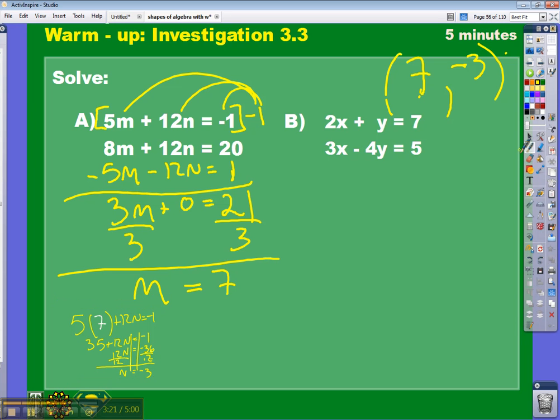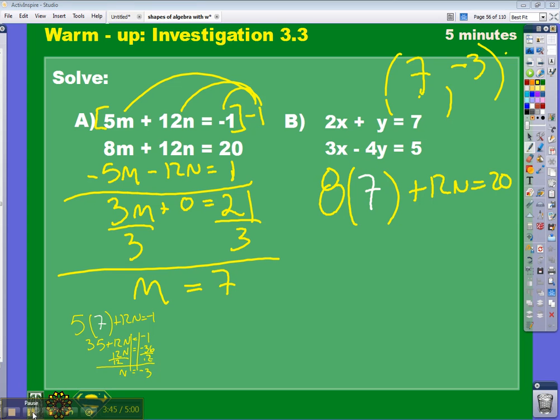So let's rewrite the problem. We have 8. What is our m value going to be? 7. And this is how to check your work. Plus 12n is equal to 20. So if this ends up with n is equal to -3, we know we're good. We know the lines cross there.